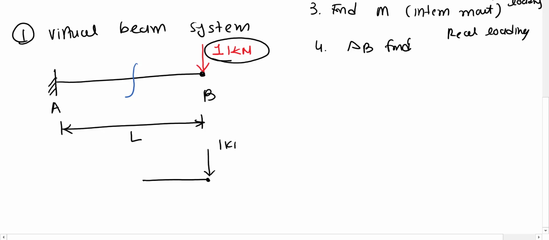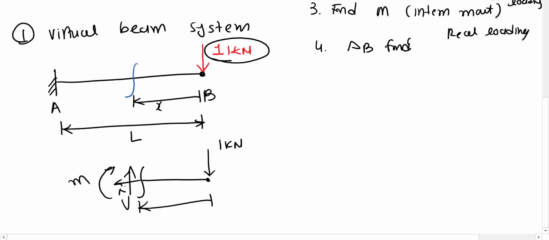Now based on this virtual work, if you make the cut here and draw this portion, let's say this is the 1 kilonewton virtual load, and at a distance x from here, I would have this small m, and I have shear force and axial force. If I want to find this small m, I take the moment at this particular point: sum of the moment at the cut equal to 0, anti-clockwise positive.